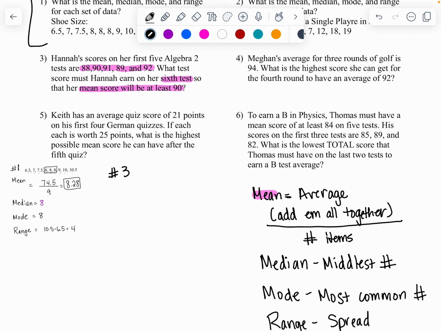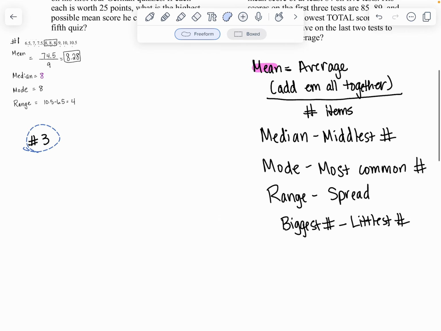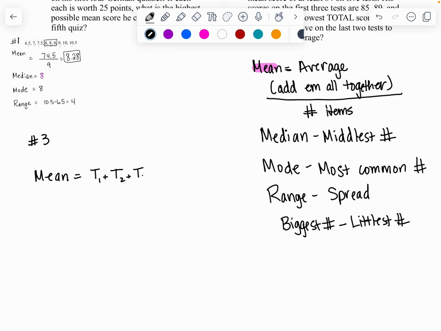So for this number 3, what we're going to do, let's see here. I'll pull it down here. If our mean is equal to adding up test number 1 plus test number 2 plus test number 3 plus test number 4 plus test number 5 plus test number 6, all divided by 6 tests, then I will find my mean score. That's the equation that we're working with.